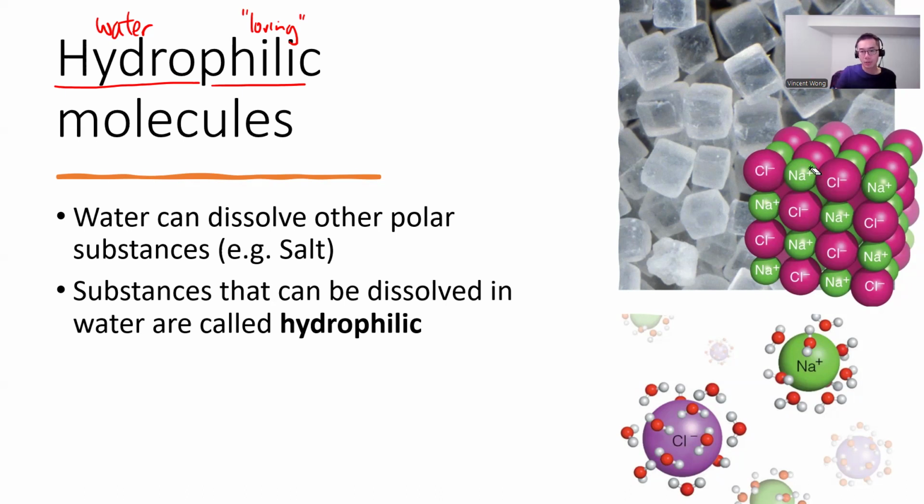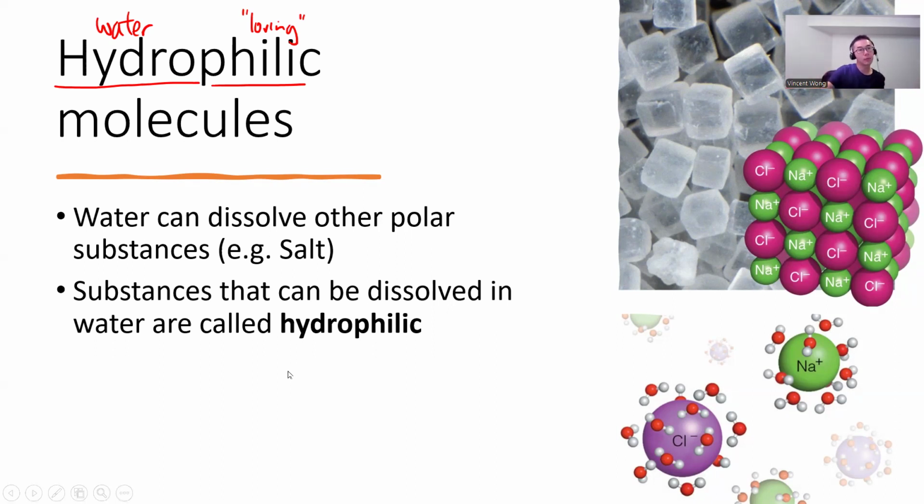So NaCl, sodium chloride, as you learn, is an ionic molecule because there is a transfer of electron. So when you dissolve salt in water, because the sodium is positive, it will be surrounded by the oxygen portion of the water. Whereas the chlorine is negative, it will be surrounded by the hydrogen portion of the water. And this allows you to separate the NaCl, and it dissolves into it. So that's a hydrophilic molecule.